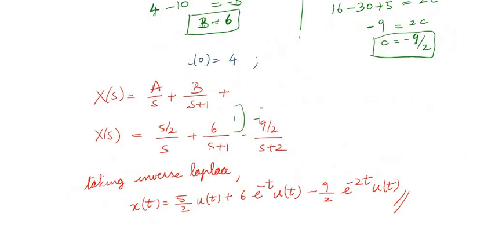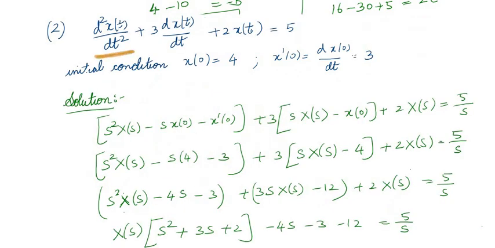Okay, x of 0 is equal to 4, x dash of 0. What is x dash of 0? It is nothing but dx of 0 by dt, which is 3. Right? Again, rewrite the 2-time differentiation like this. Then the 1-time differentiation is written like this. Right? Then x of t is X of s. Then plug in the initial condition values.